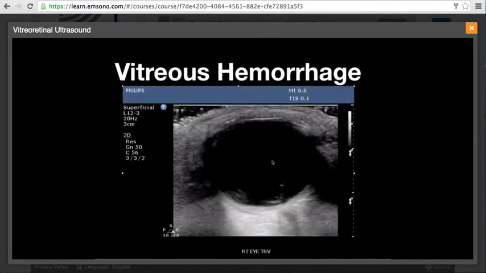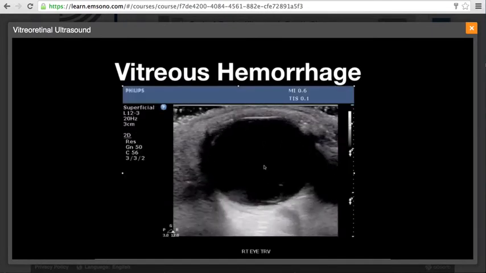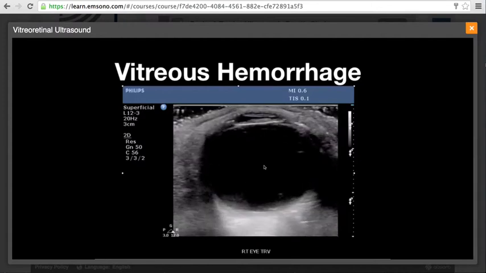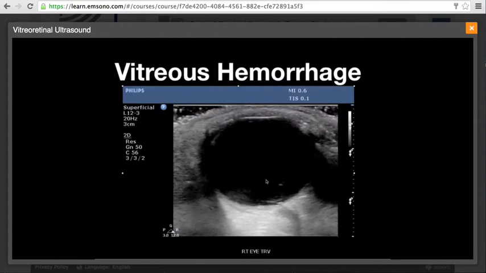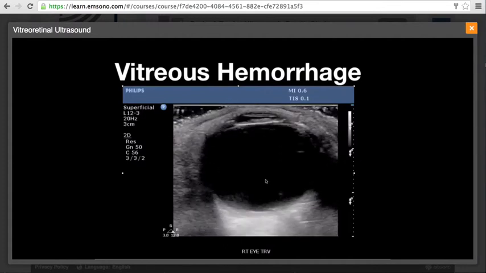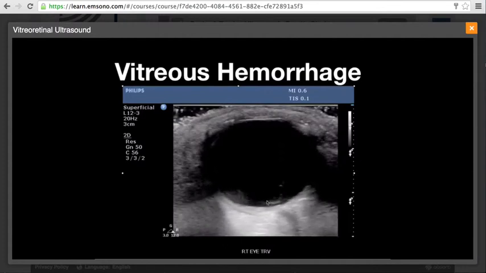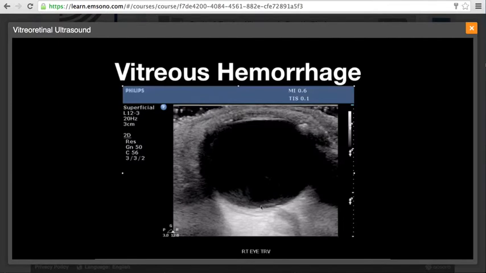Here's another patient who on transverse scanning through the eye has a small amount of echoes within the posterior chamber due to the presence of vitreous hemorrhage. This patient also had a very small posterior vitreal detachment as the cause for this.